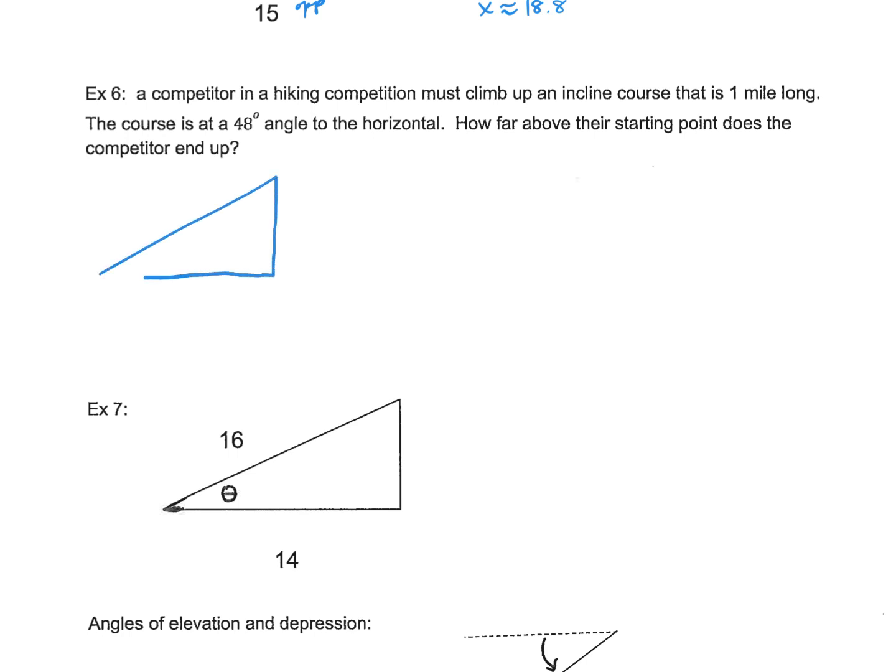What do I know? Where does that 48-degree angle go? From the horizontal, this would be 48 degrees from here up, wouldn't it? Where does the 1 mile go? Yes. 1 mile, which is, what, 5,280 feet?